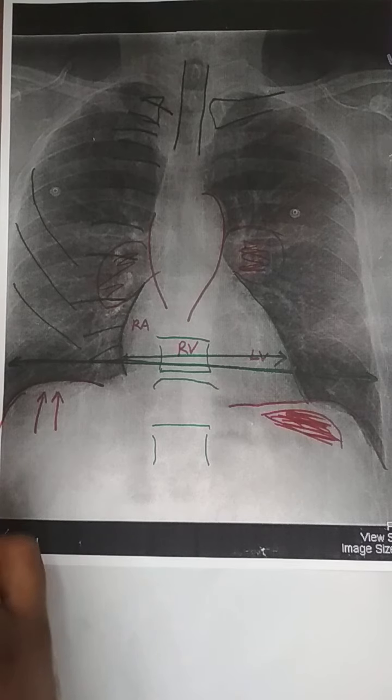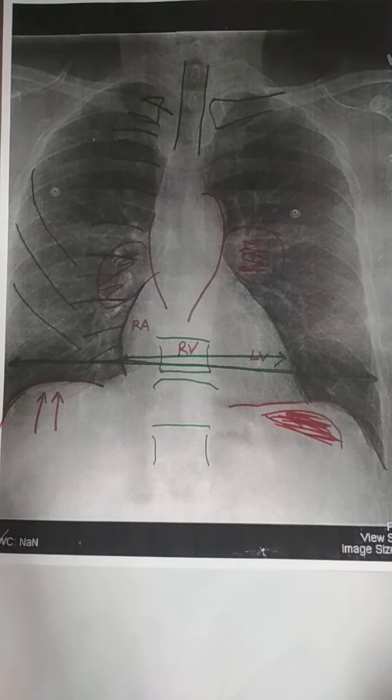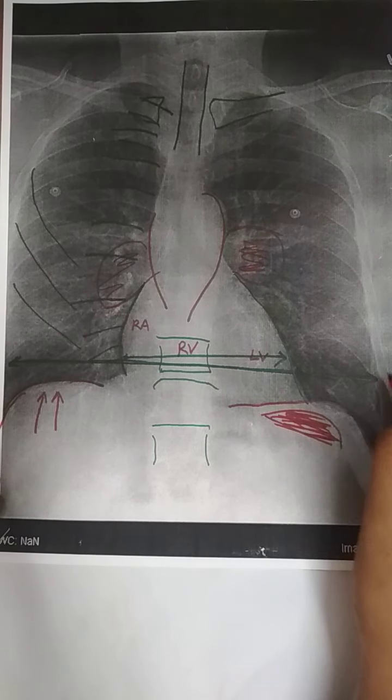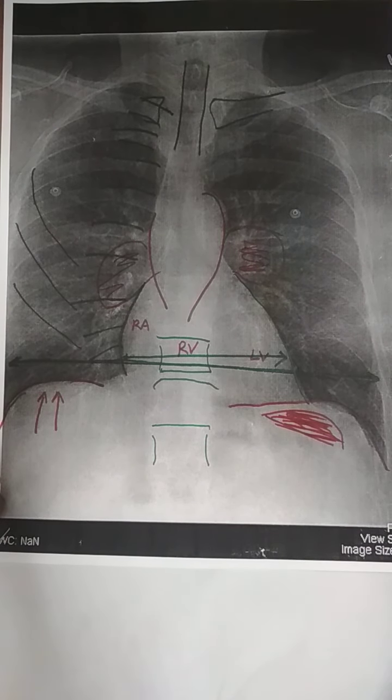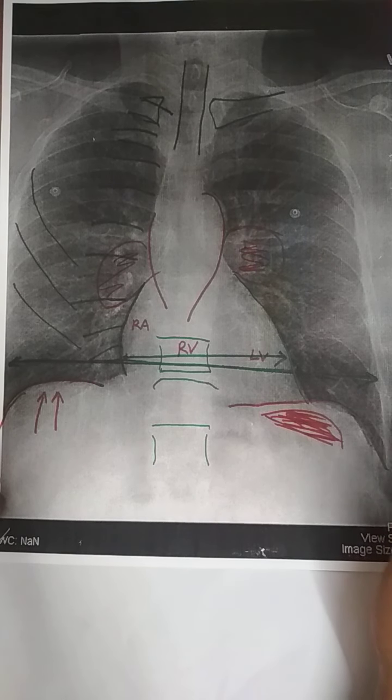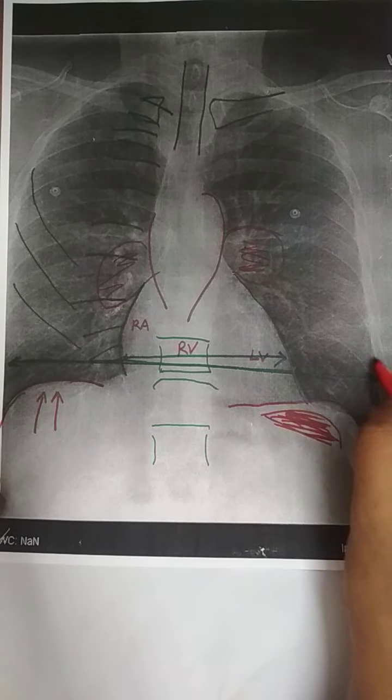Then the E. E stands for effusion, and effusion is related to the pleura. Normally in the X-ray, the pleura would not be visible because the pleura is very thin. But we can mark two things that are related to the pleura. One is the costophrenic angle, then the cardiophrenic angle.